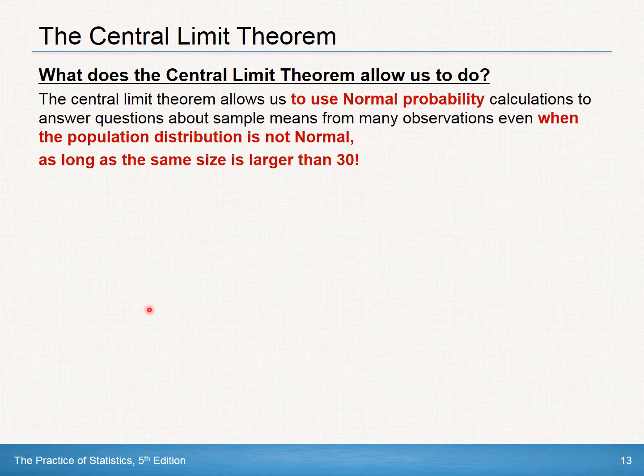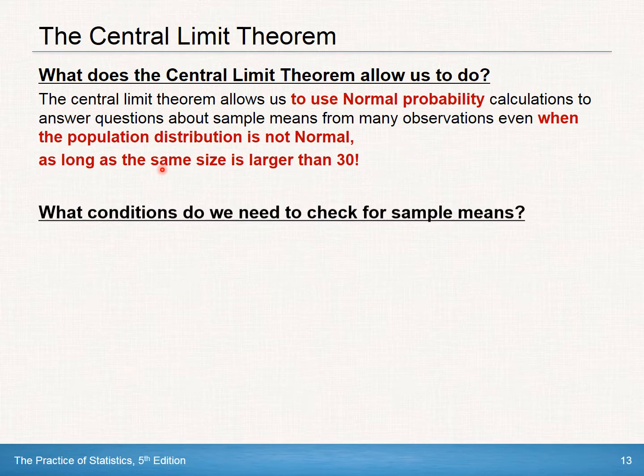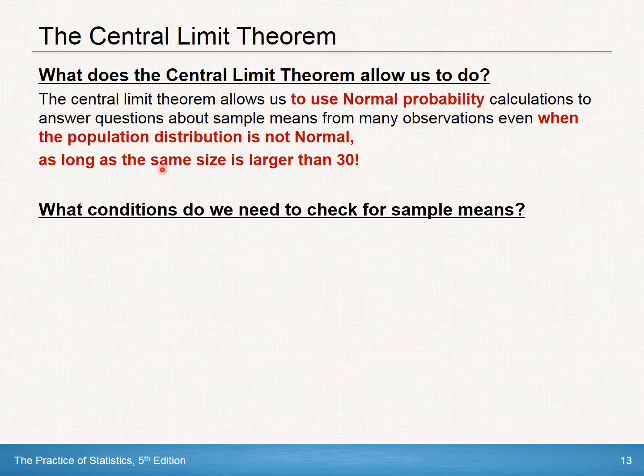Why do we need the central limit theorem? Well, I sort of already touched on that. What does it allow us to do? The central limit theorem allows us to use normal probability calculations, remember those z-scores, to answer questions about sample means from many observations, even when the population distribution is not normal, as long as the sample size is larger than 30. Okay, so in the last section with proportions, before we did anything, we had to check our conditions.